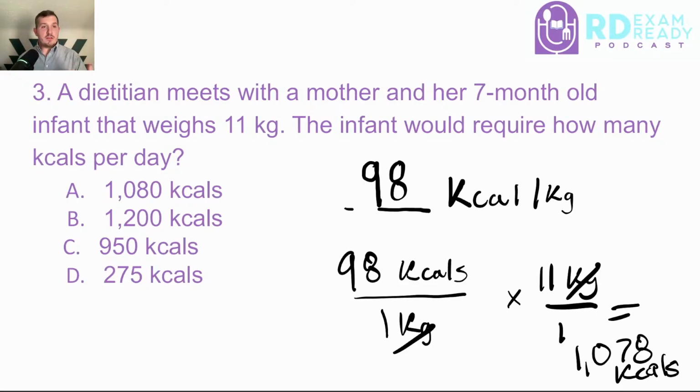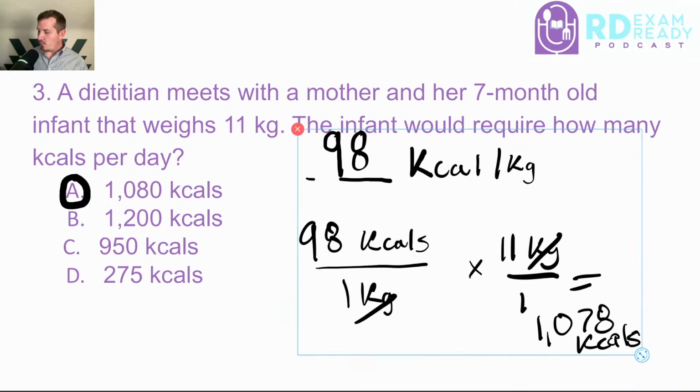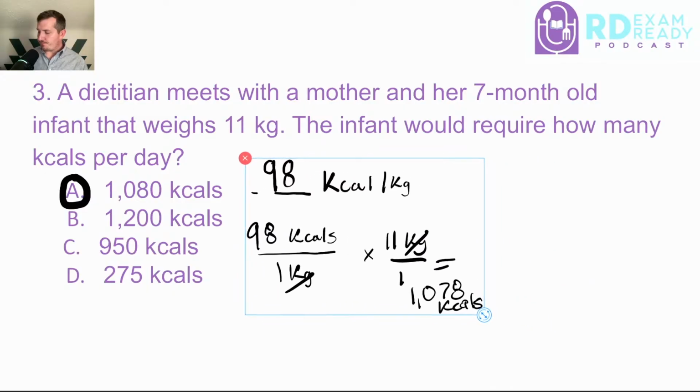right there. So when I look at A, B, C, and D, A, 1,080 looks pretty close. B, 1,200 looks a little bit high, actually. So I don't think that's a good fit. C, 950, much too low. And D, 275, way too low. So if I was to look between our four answers, I would say I would agree with all of you that answer A is our best fit. And it certainly is. Answer A will be the correct answer for that one there.